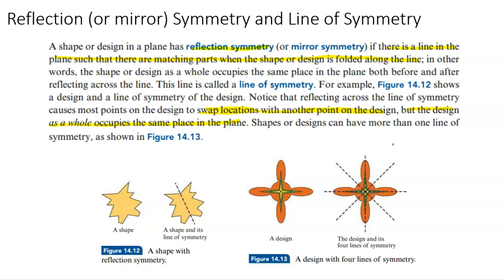You can have more than one line of symmetry. Here's one line of symmetry, and you can see that this is the shape, and it takes its points back onto itself. Now you can have more than one line of symmetry, which means if we look at it this way, this point goes to this point. But if we look in this direction, this point goes to this point, and this point goes to this point. So there are all different kinds of lines of symmetry. In fact, there are 4 lines of symmetry in this design.